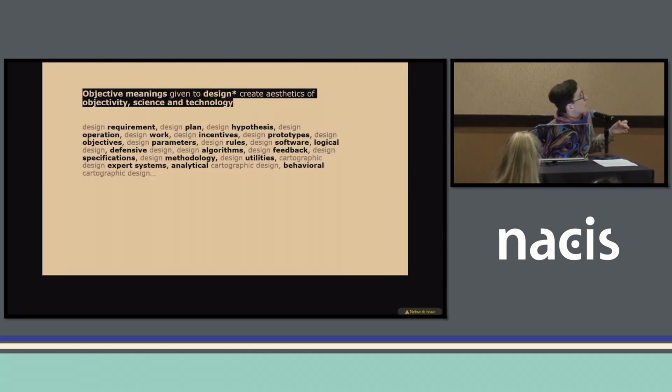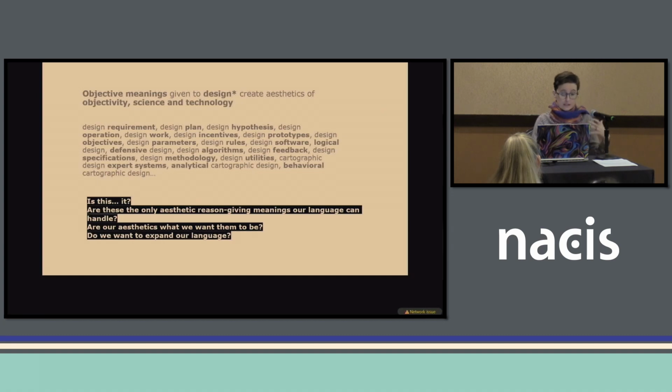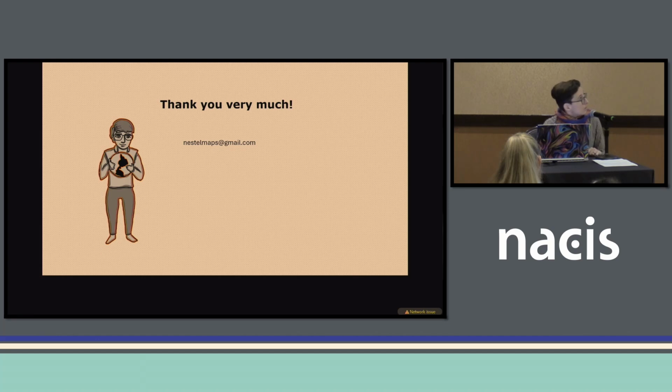So objective modifiers given to design help create the aesthetics of objectivity, science, and technology within cartographic textbooks. And so you see some variants that I'm highlighting here in terms of things that we associate with cartographic design. But that begs the question, is this it? Are these the only reason-giving meanings that our language is able to handle? And is this what we want the aesthetics of cartography to be? Do we want to expand our language? And so I will leave you with that.